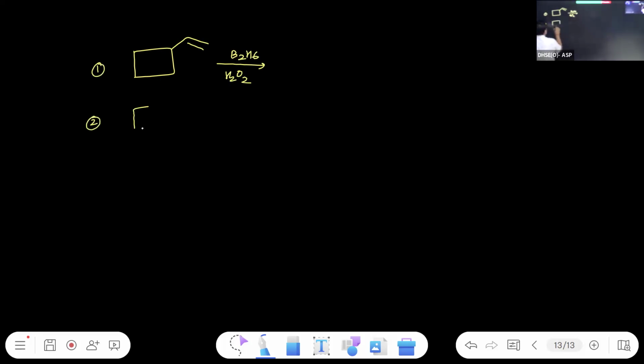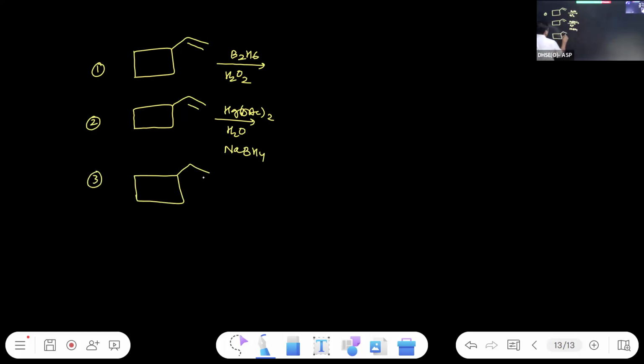First, the same reactant with mercuric acetate, water, then NaBH4. Third, direct hydration. Complete. It is the same reactant, but in the presence of three different reagents. So what are the possible products?